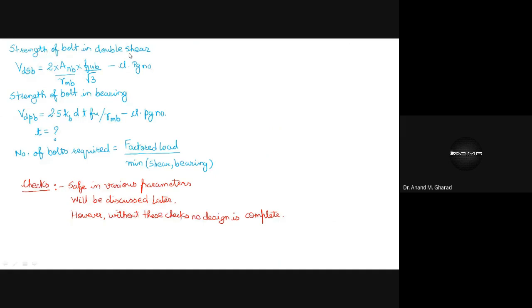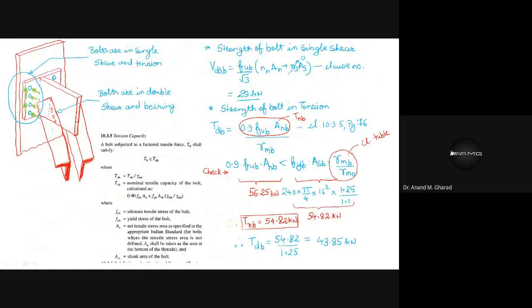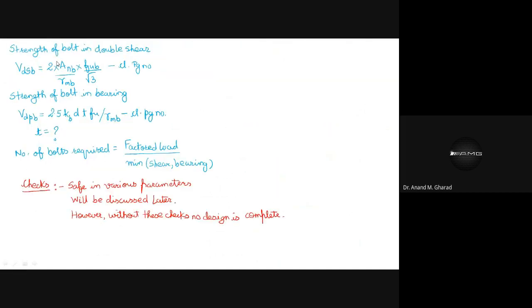Strength of the bolt in double shear. We know that this portion will experience double shear and bearing, as we have discussed earlier. So you calculate VDSB, and since it is in double shear, that value will be multiplied by 2. Similarly, the strength of the bolt in bearing has to be calculated, and while calculating, please make sure that the T value is the least value.